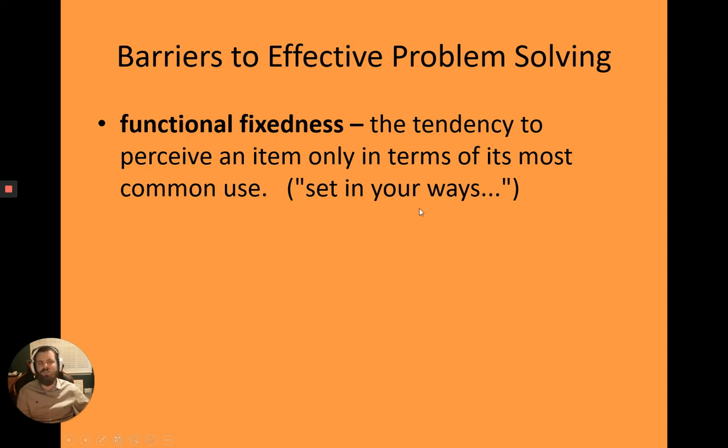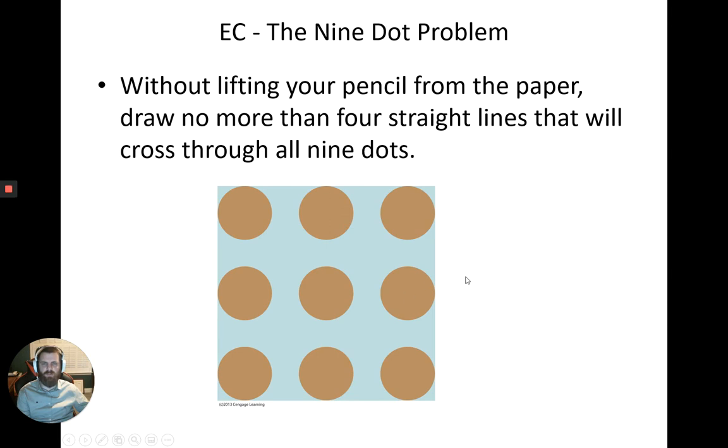Functional fixedness is to say, well, the screwdriver's main job is to serve as a tool to screw in a screw. A hammer's job would be to hammer in a nail, but these items have other functions and other utility that can be used. So this is a barrier to our problem solving, functional fixedness, and unfortunately, this is not the only one. All right, we got a couple other problems here.